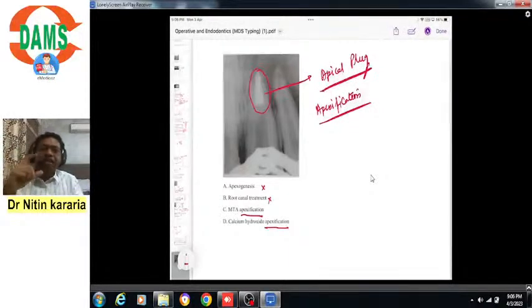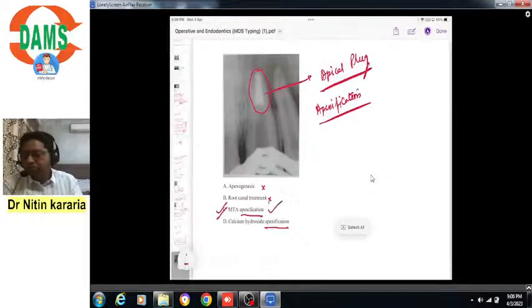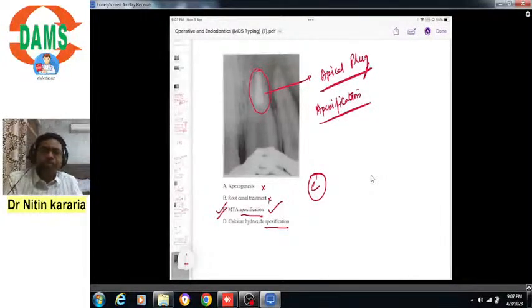A uniformly dense radiopaque plug which is sharply demarcated on the radiograph indicates some radiopaque calcium silicate based material like MTA has been used and not calcium hydroxide. So the answer would be option C, MTA apexification and not calcium hydroxide apexification.